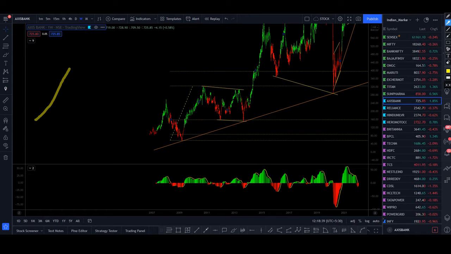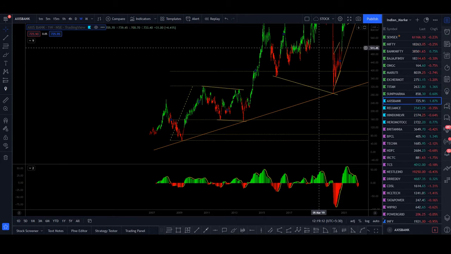What it means is, when there's an impulse, let's say I'll show this is X, this is A, this is B, and this is C. So when you have a B lower than X and a C lower than A, we call it a regular flat. This is one of the patterns. So let's move on to the next wave.